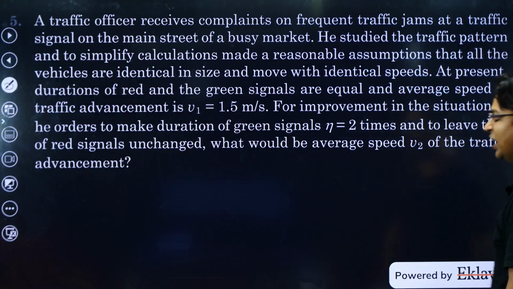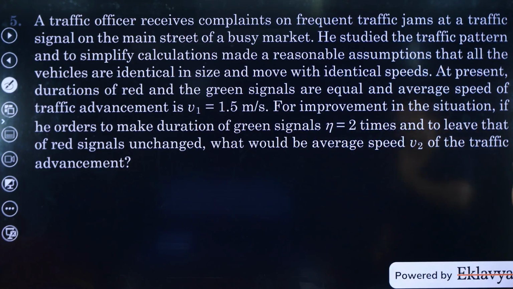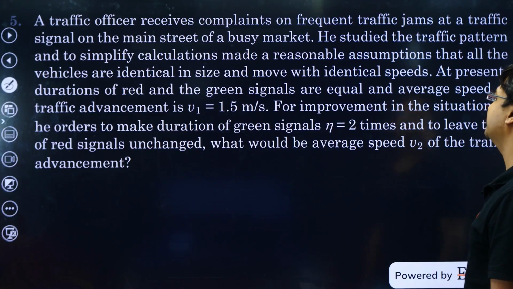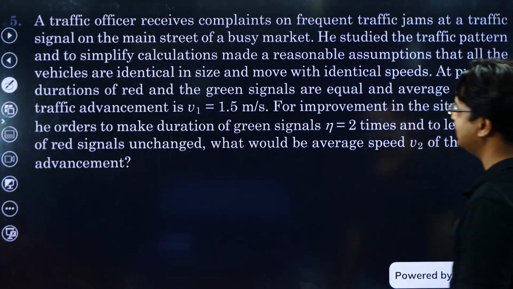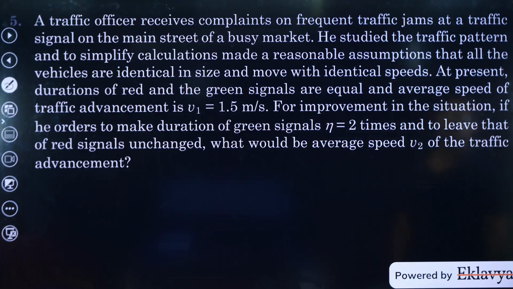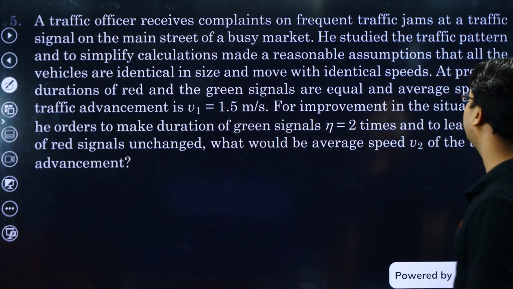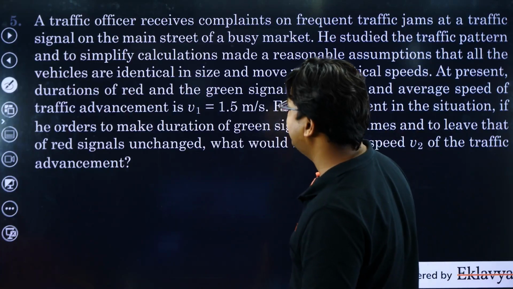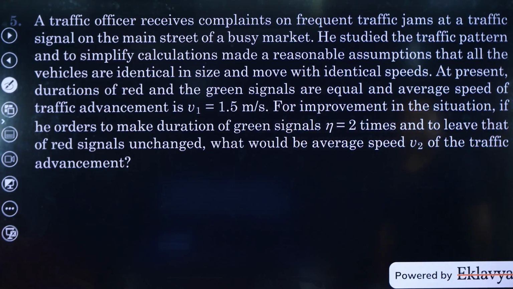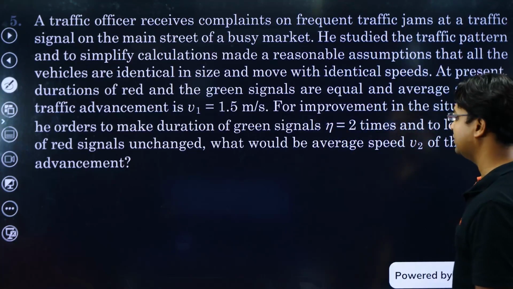Okay, now coming to the 5th question. This question says an officer receives complaints of frequent traffic jams at a traffic signal on the main street of a busy market. He studied the traffic pattern, and to simplify the calculations made a reasonable assumption that all the vehicles are identical in size and move with identical speeds. At present, durations of red and green signals are equal, and the average speed of traffic advancement is v1. For improvement, he orders to make the duration of the green signal 2 times and to leave that of the red signals unchanged. What would be the average speed v2 of the traffic advancement?